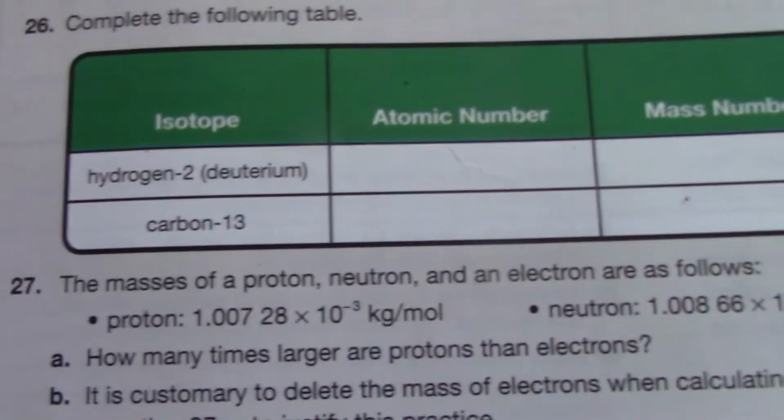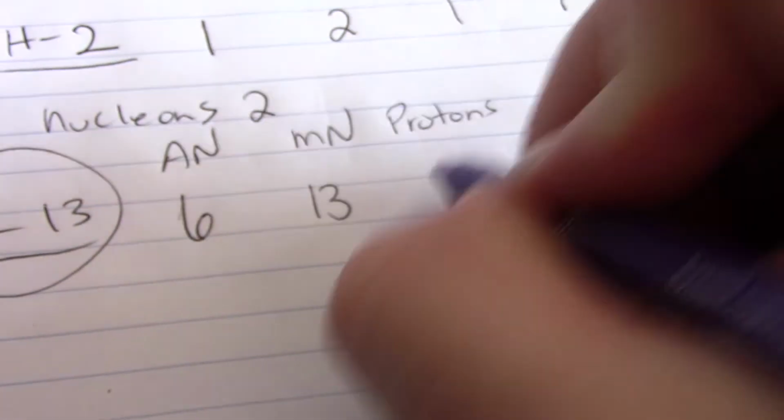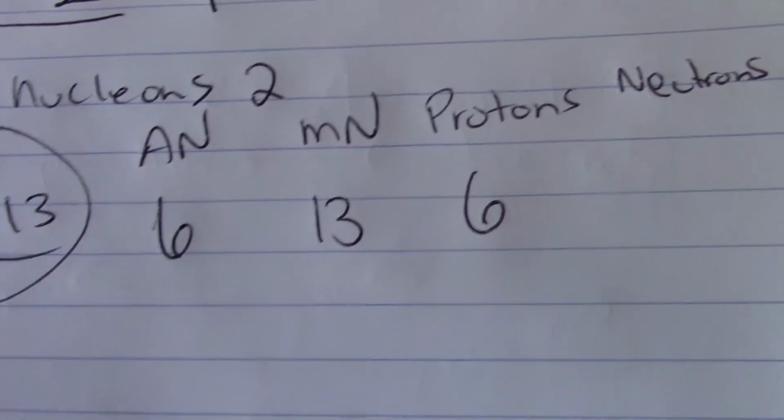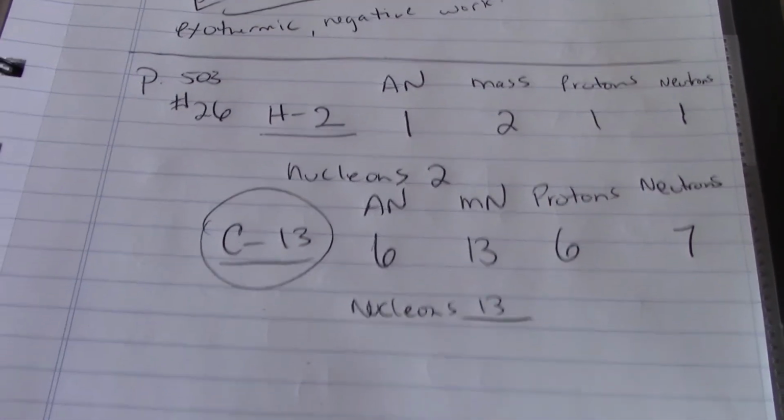Okay, let's look at carbon. The next one on that page is carbon 13. So this is a carbon-13 isotope. The atomic number of carbon is 6, okay? The mass number is given to you because its isotope number is 13. The number of protons present is the same as the atomic number, so there's 6. The number of neutrons is going to be mass number minus atomic number, so 13 minus 6 equals 7 neutrons. And the number of nucleons is 13. So that's number 26 on page 503.